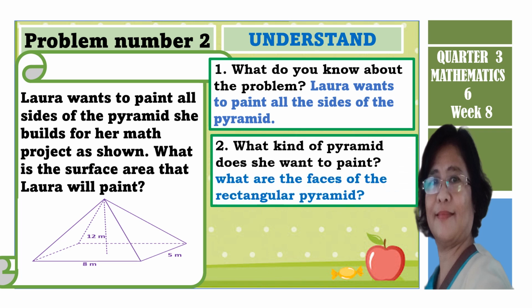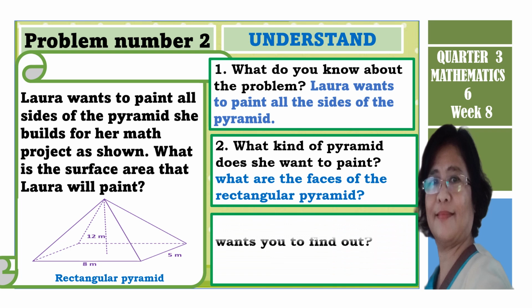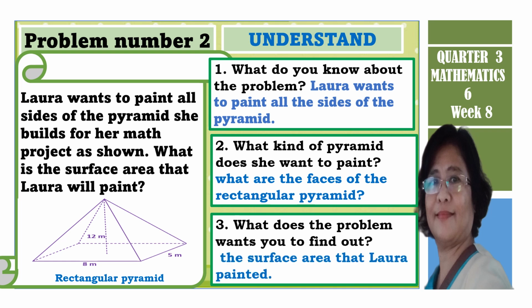What kind of pyramid does she want to paint? Look at the picture beside. What kind of pyramid? Look at the base. What is the shape of the base? Correct. It is a rectangular pyramid. Now, what does the problem want you to find out? So the problem is asking only for the surface area that Laura painted.